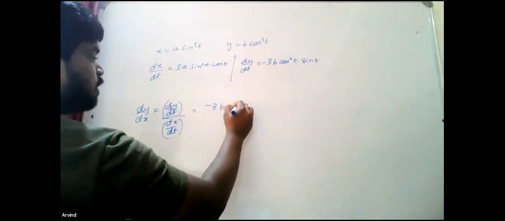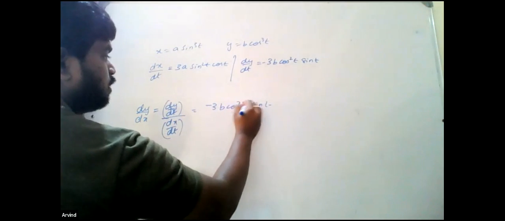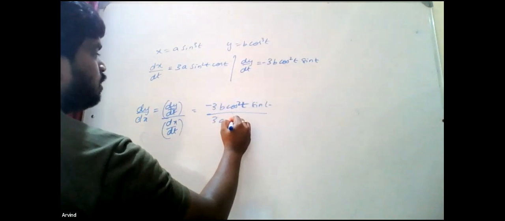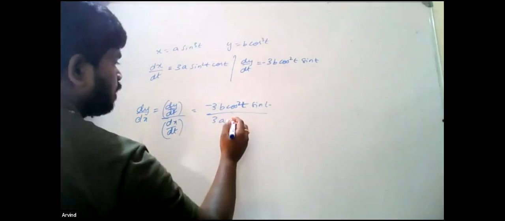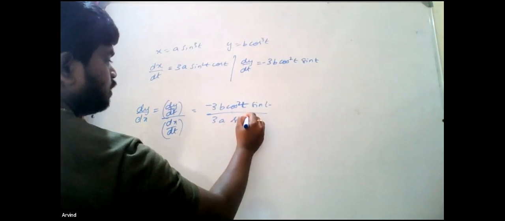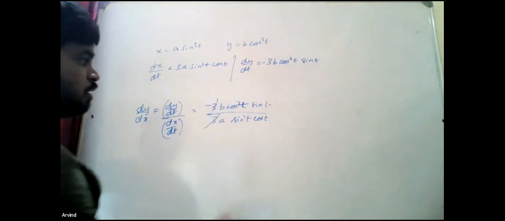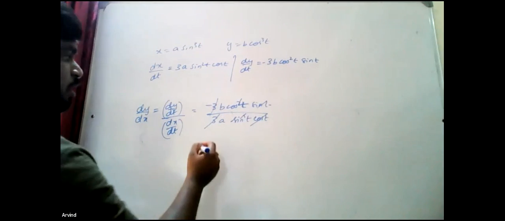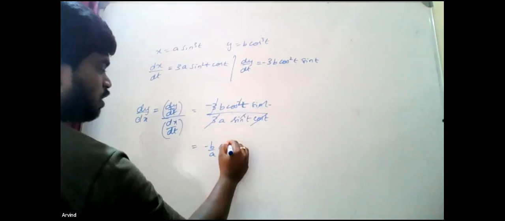So what is our dy by dt? Minus 3b cos square t sin t divided by 3a sin square t cos t. Okay. So 3 gets cancelled. Cos t gets cancelled. Sin t gets cancelled. So you're left with minus b by a, cos by sin is cot, so cot t. Okay. So this is our dy by dx. They've asked you to find dy by dx at t equals pi by 2.